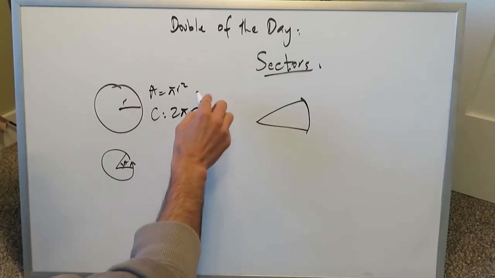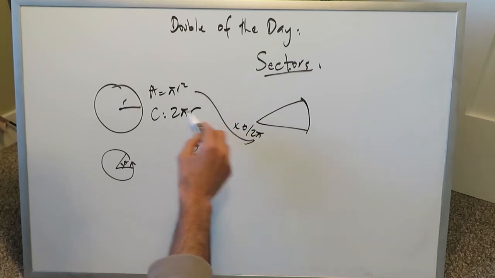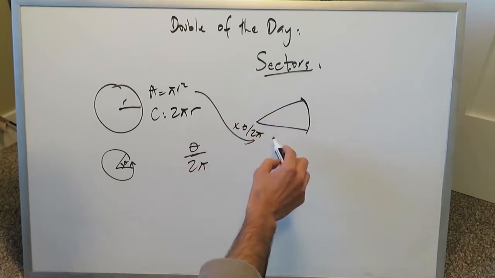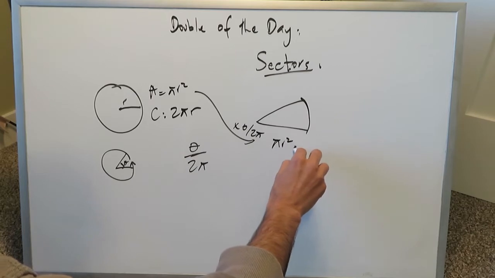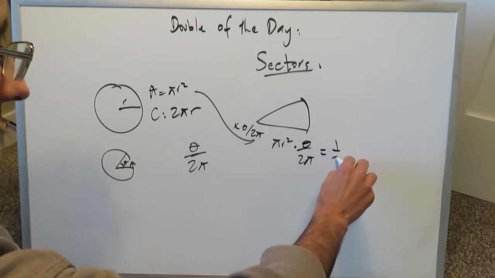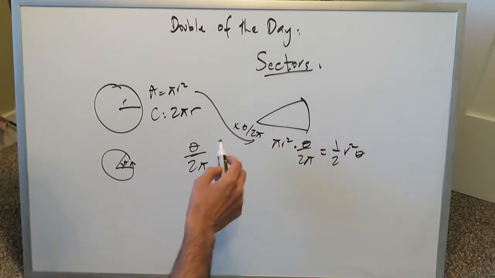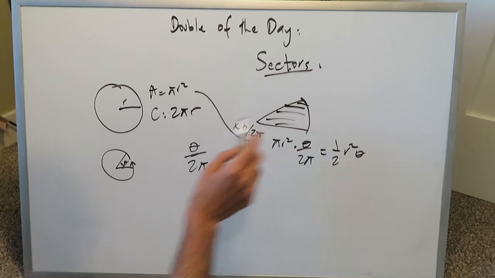So if you have the area of a circle and you multiply it by this fraction theta over 2 pi, you'll easily get the area formula of a sector. You'll have pi r squared times theta over 2 pi. The pi's will cancel out. You'll get half r squared theta, which is the area formula for a sector. It will tell you the area of this entire sector.